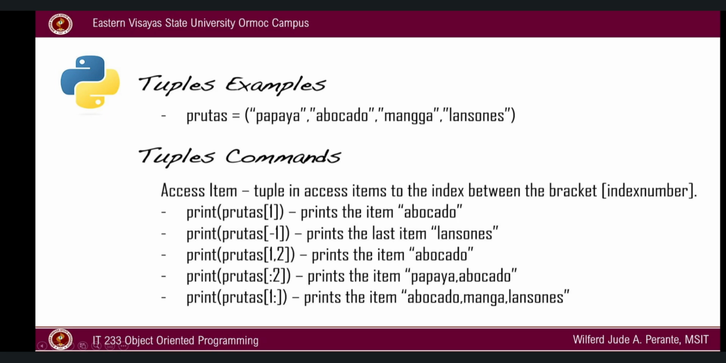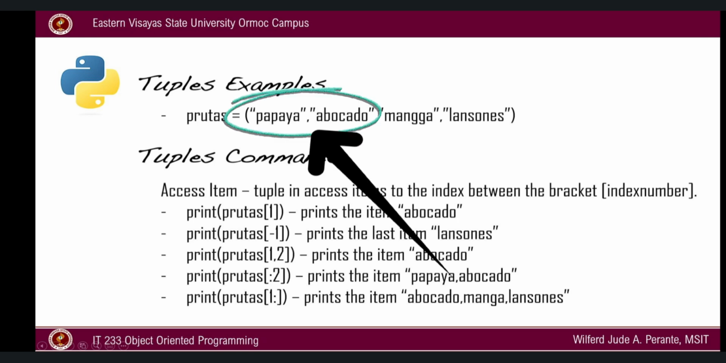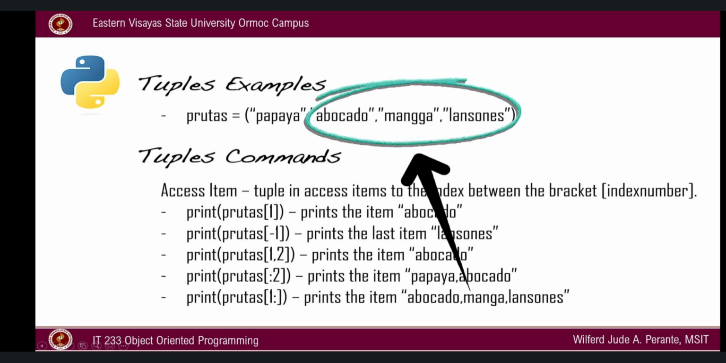Tuple commands. Access items: a tuple's items are accessed using the index between the brackets, the index number. print(prutas[1]) prints the item avocado. print(prutas[-1]) prints the last item, lansones. print(prutas[1:3]) prints the items avocado, mangga. print(prutas[:2]) prints the items papaya, avocado. print(prutas[1:]) prints the items avocado, mangga, lansones.